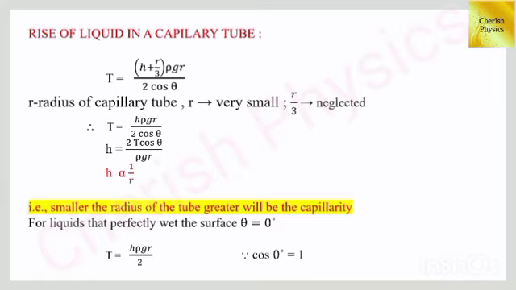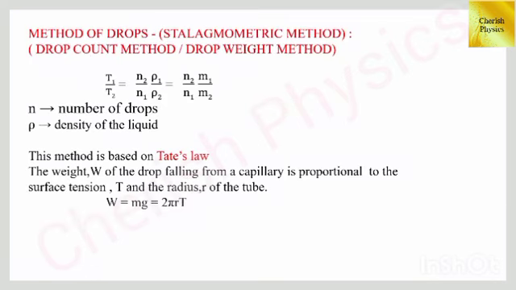From this equation we can rewrite it for height: h = 2T cos θ / (ρ g r). From this it is very clear that the rise in the capillary tube, that is its height, is inversely proportional to the radius of the capillary tube. That is, the smaller the radius of the capillary tube, the greater will be the capillarity, that is the rise of liquid. Next topic, method of drops.